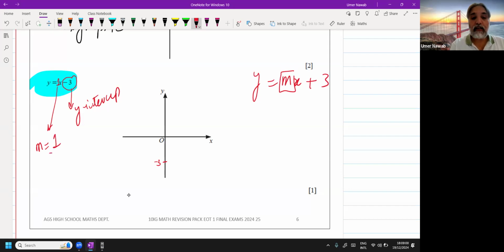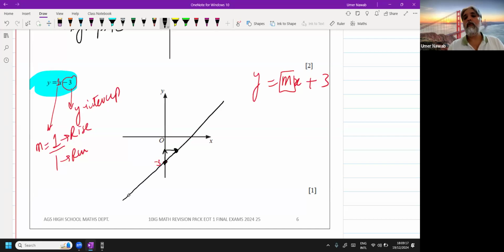So 1 can be written as 1 over 1 because 1 is rise over run. From the y-intercept, you go 1 unit up and 1 unit right. So this is the second point. So can I draw? Wow.